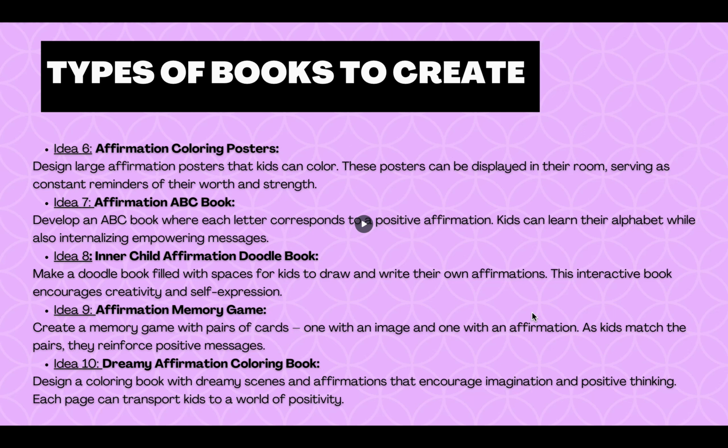Idea number 8 is an inner child affirmation doodle book. You can start by making a doodle book that is filled with spaces for children to draw and write their own affirmations. Now, the same rule applies as for the sketchbook: don't just include blank sheets in there. Always have a border, and some small elements here and there on the page, so it isn't just a simple blank page, because that will get rejected by Amazon KDP. The idea behind this inner child affirmation doodle book is that this interactive book encourages creativity and self-expression.